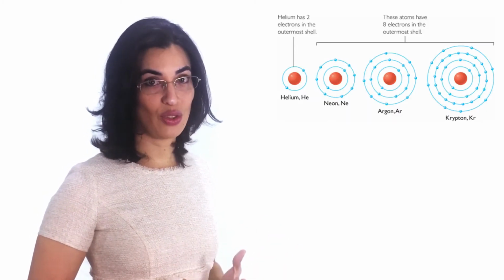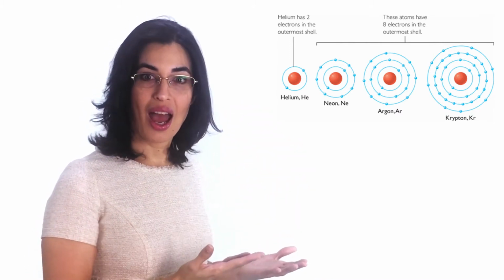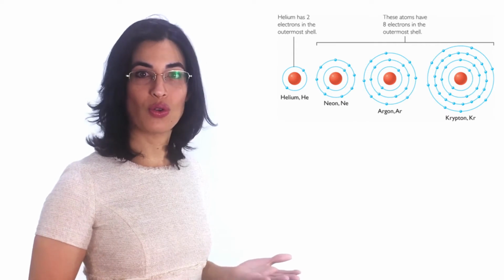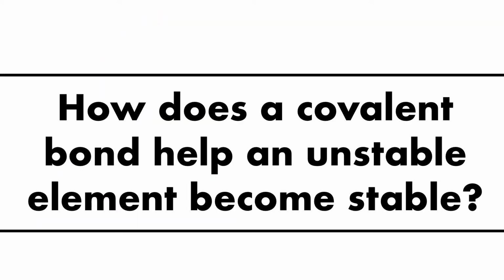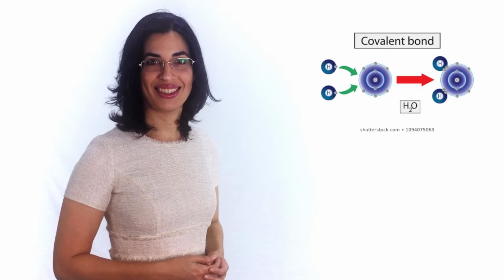Noble gases are stable and non-reactive. They have 8 valence electrons. The electrons in the outermost shell are paired and therefore they do not form bonds with any other atom. How does a covalent bond help an element become stable? When unstable, atoms form covalent bonds and they share valence electrons so the atoms become stable. The more the valence electrons, the stronger the bond between them.